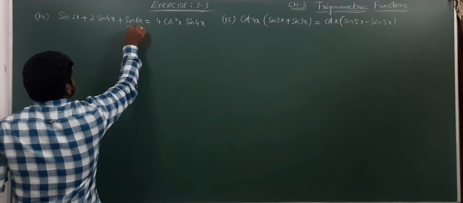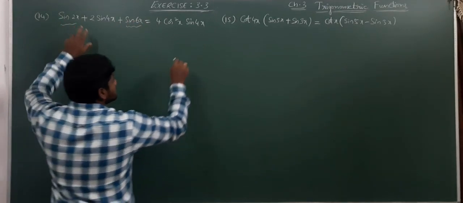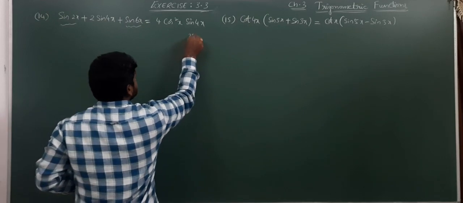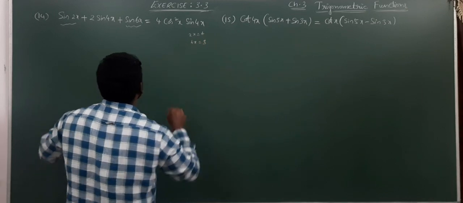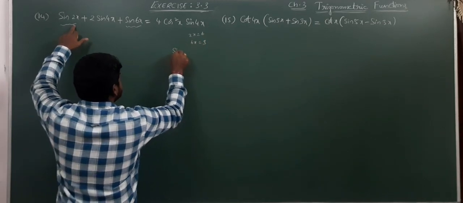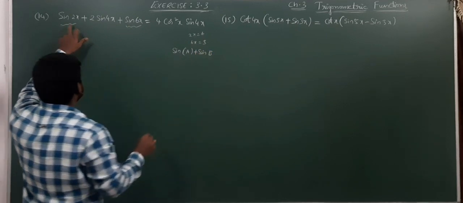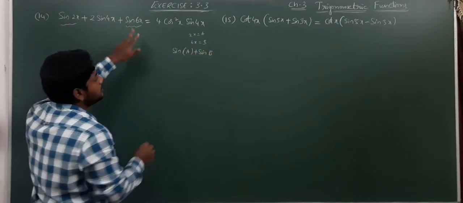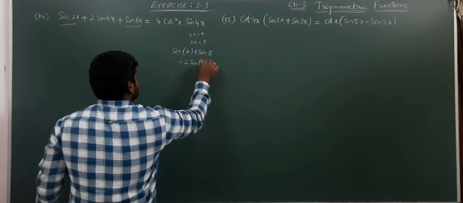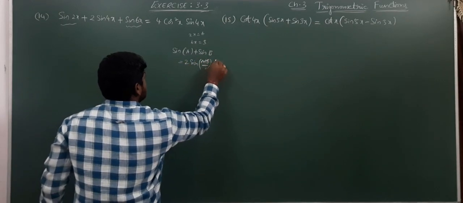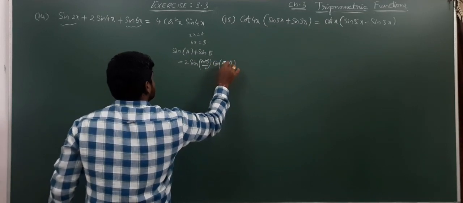If you observe these two, assume that 2x is equal to a and 6x is equal to b. Then how can we write this? We can write this as sin a plus sin b. Only these two. What is the sin a plus sin b formula? It is 2 sin (a plus b) by 2 into cos (a minus b) by 2.